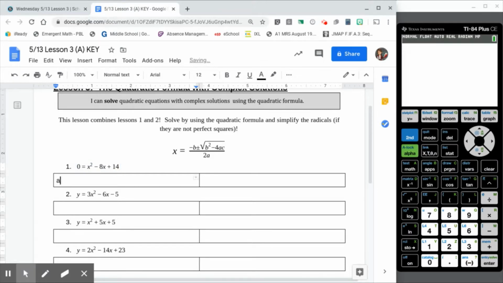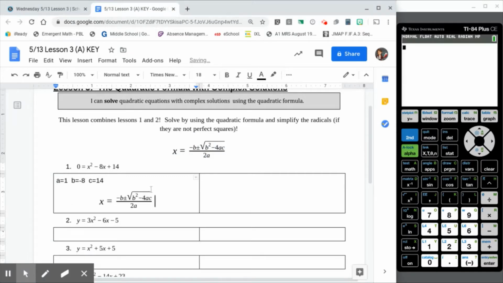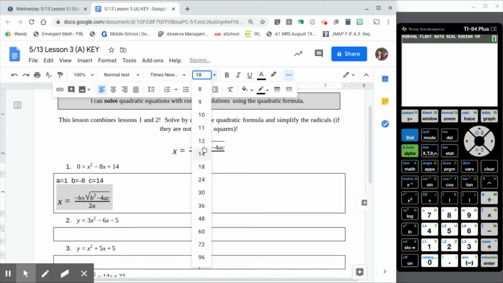Then we have to identify our a, b, and c values. A is equal to 1, b is equal to -8, and c is equal to 14. Now I'm going to copy and paste the formula. If you notice, I have two sections here, one on the left and one on the right. That's because these are going to require a lot more work, and I figured we might appreciate having work side by side rather than all on top of each other. I'll also move that off to the left and make things a little bit smaller.